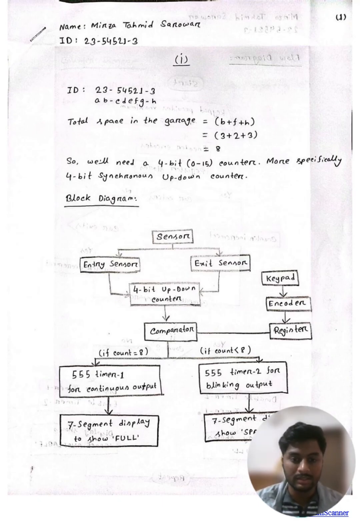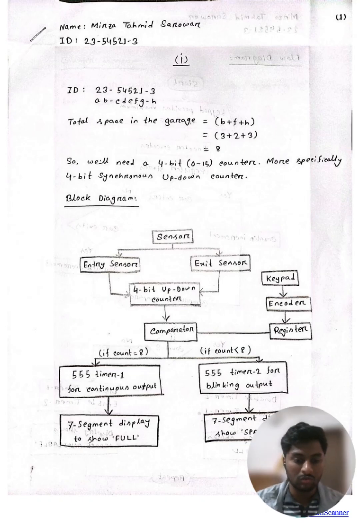If we notice here, there is a register connected to the comparator, and above that there is a keypad. This keypad is used to give the input for the maximum space of the garage, which in my case is 8. That decimal number is then encoded by the encoder and stored in the register.